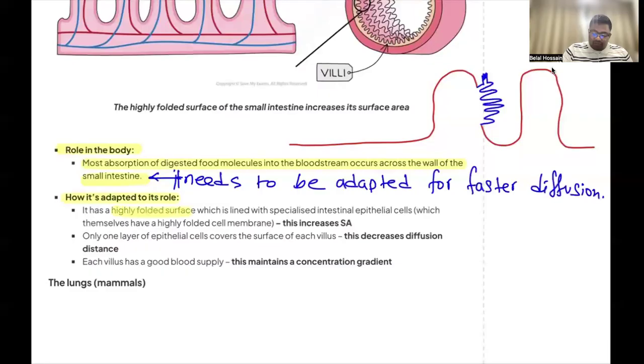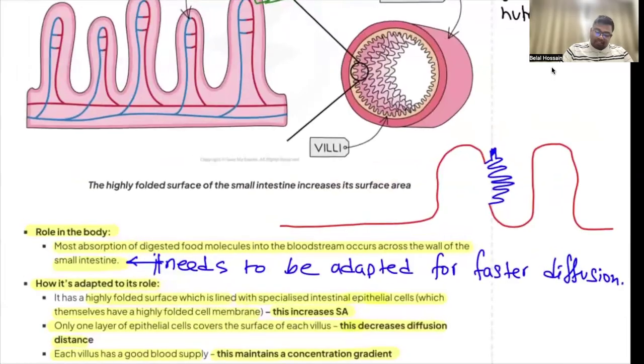It has a highly folded surface area that is lined with specialized intestinal epithelial cells. They themselves have a highly folded cell membrane. This increases the surface area even further. Only one layer of epithelial cells covers the surface area of each villus. This decreases the diffusion distance. Each villus has a good blood supply. This maintains the concentration gradient. I'll just give you the simple understanding.